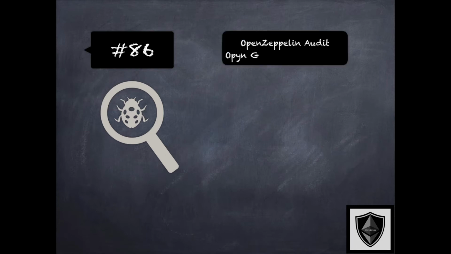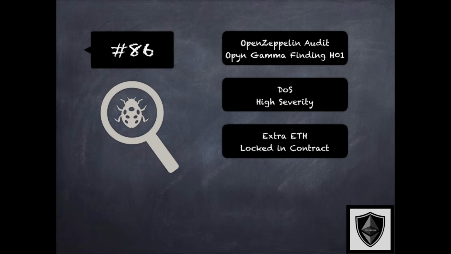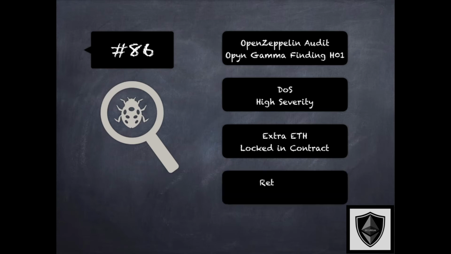86 is a finding from OpenZeppelin's audit of OpenGamma, where it was a high severity finding related to denial of service, in which Ether could get trapped in the protocol. If a user sent more than the necessary ETH for a batch of actions in a specific context of the protocol, the remaining ETH was not returned to the user and would get locked in the contract due to the lack of a withdraw ETH function. The recommendation was to consider either returning all the remaining ETH to the user or creating a function that allowed the user to collect the remaining ETH.